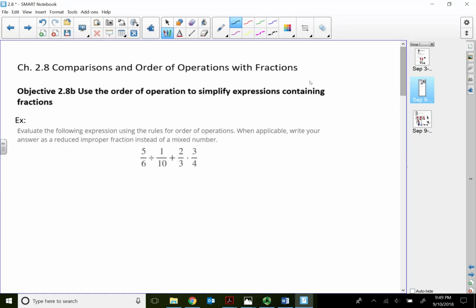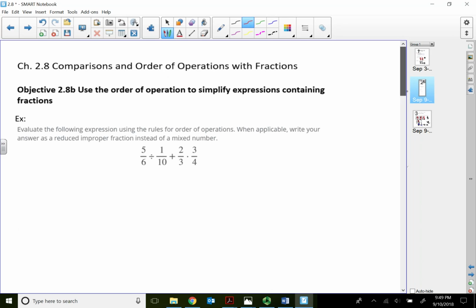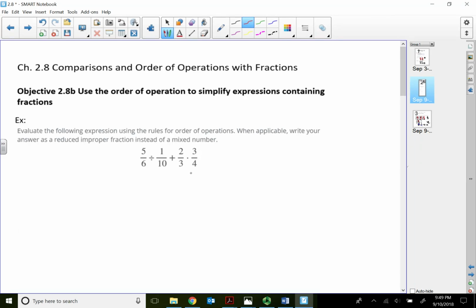In this lecture video, I'm going to show you how to use the order of operations to simplify expressions containing fractions. Just like with the order of operations with whole numbers, I'm going to use addition and subtraction signs that are outside the parentheses to separate my terms, so I will not violate any order of operations. Here is one plus sign separating two terms. What's in front of it is one term, and what's behind it is another term.